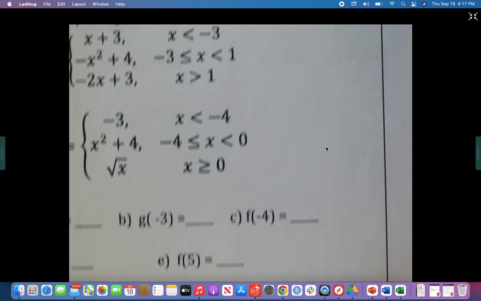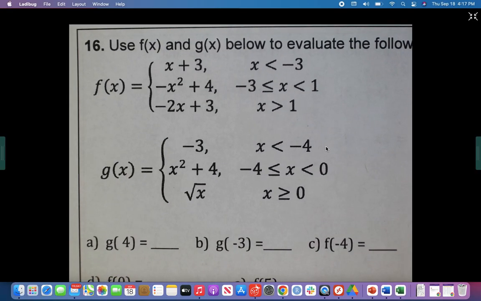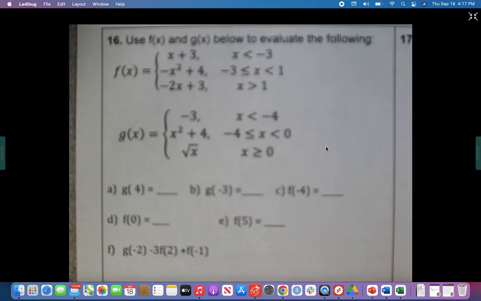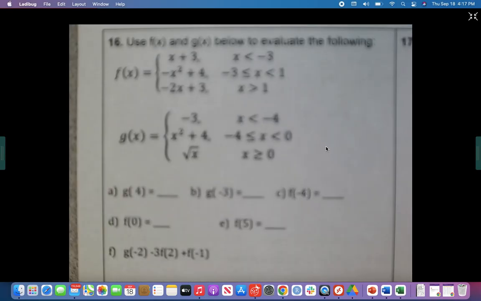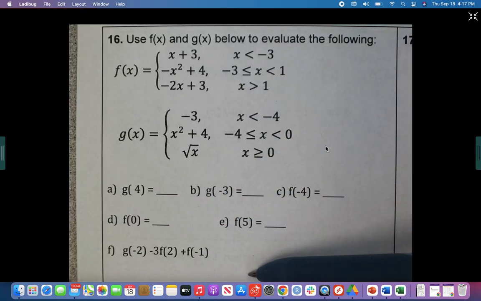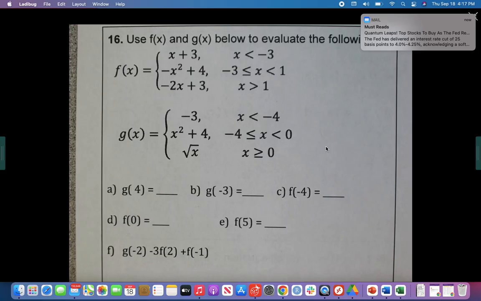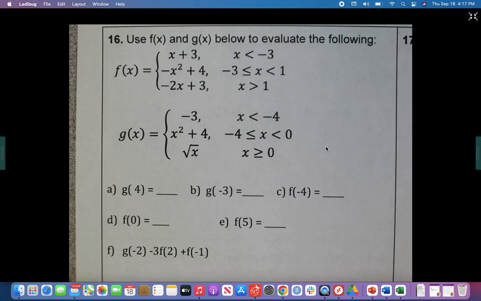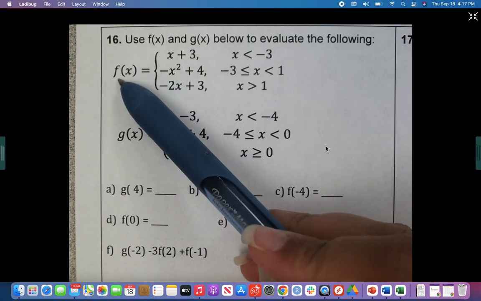All right, next page. So number 16. It says use f of x and g of x below to evaluate the following. Let me zoom out so we can see the whole thing. All right, there we go. If you were using piecewise for multiple problems, I would highly suggest typing it in on Desmos and then letting Desmos evaluate.